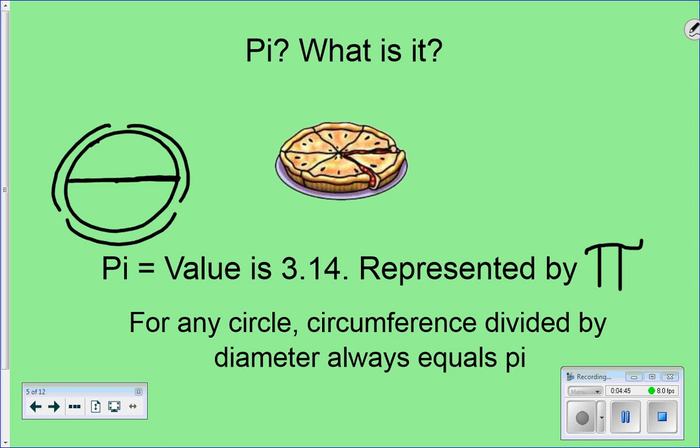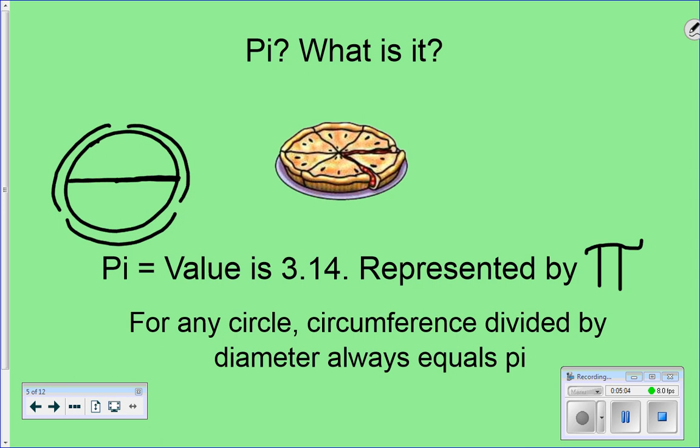Okay. So that's where the number comes from. It's not just somebody saying, oh, let's take this number out of thin air, and that's what we're going to use for a circle. It actually has something to do with the circle. If I knew the circumference of the circle, and I divided by the diameter, I'm going to get 3.14 every single time, no matter what circle it is.